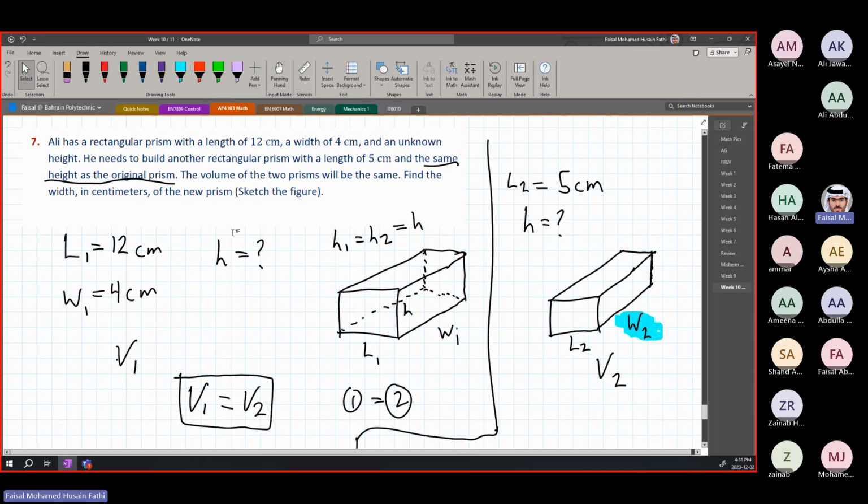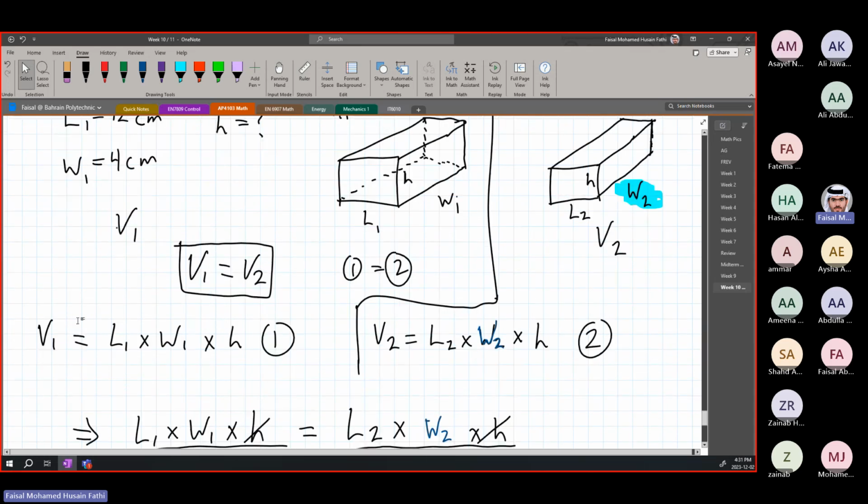The heights were given to be equal, so we equated them both to h. Here we have the height h again. We have one length and one width for the first prism, and a different length and a different width for the second prism. We know that the volumes are equal. The volume of the first prism is the same as the volume of the second prism. So we wrote the equations of each volume, and then we equated equation 1 with equation 2.